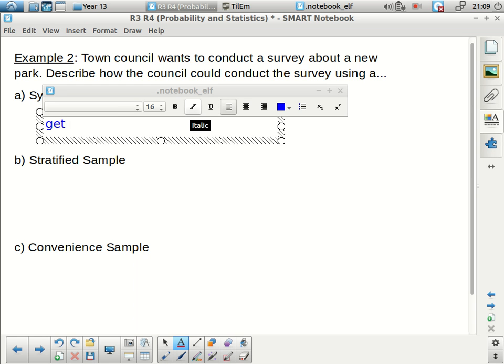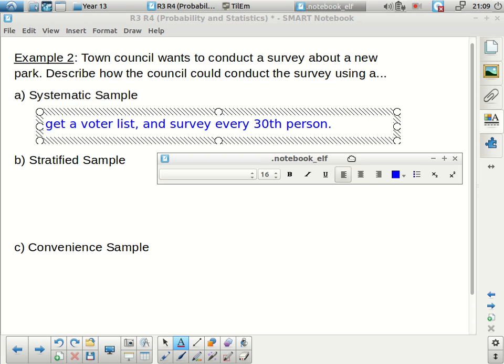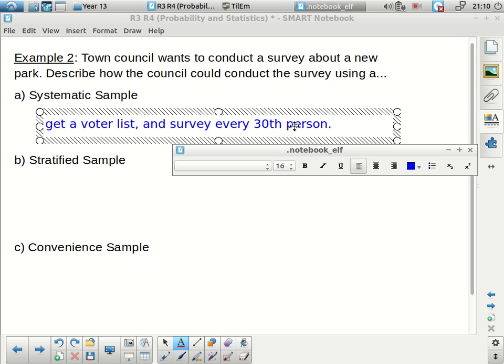So they could say, okay, get a voter list and survey every, I don't know, let's say this is a pretty big town, so maybe every 30th person. Right? If that was a town of 18,000, that would give us, I think, about 600 people, okay, which would be quite a bit. Whoops, voter list. I apologize. Okay, but the key thing is there, right, you have some kind of a list and you go through at a regular interval, every 30th, every 50th, whatever you would like to do.